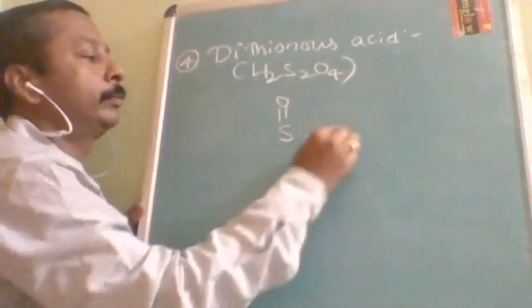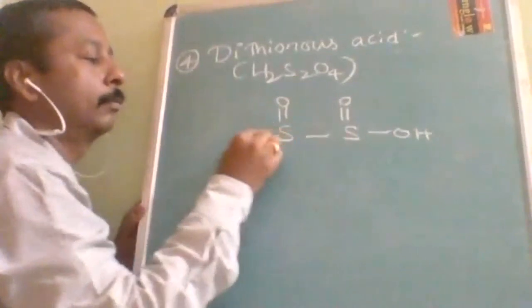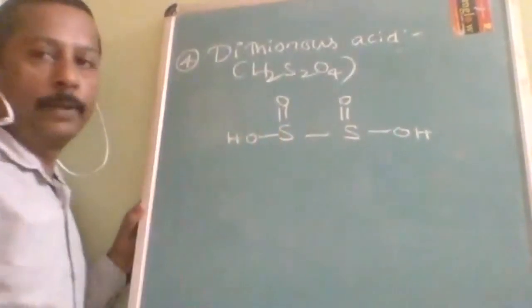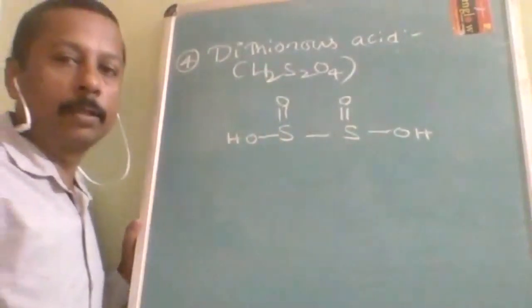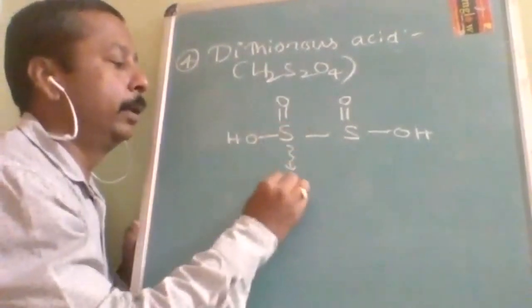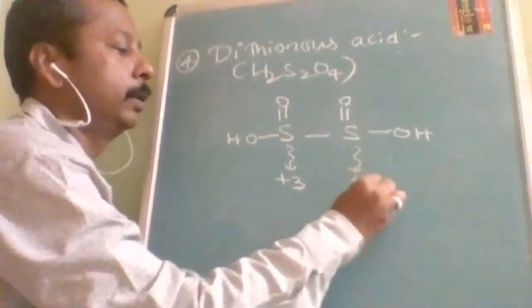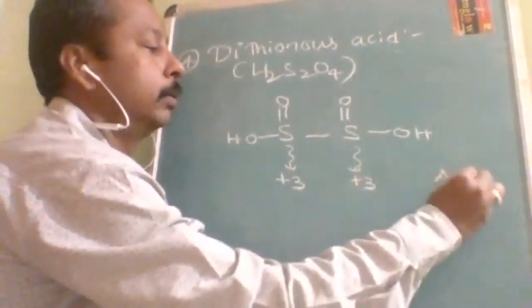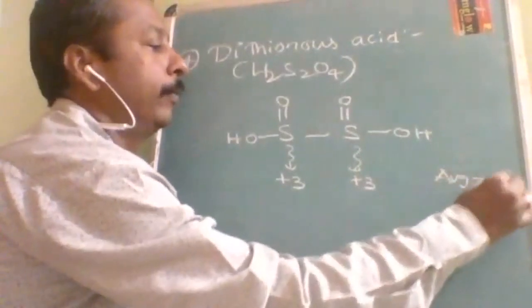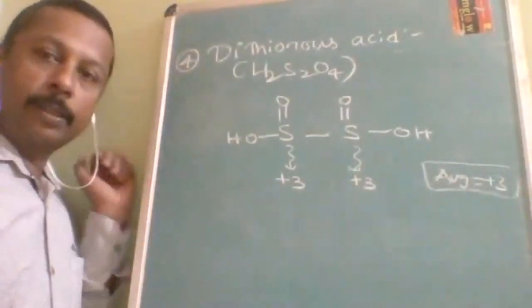Sulfur. This is the structure of H2S2O4. Okay. Now what is going to be the oxidation number here? It is +3. And here also it is +3. So the average is also going to be +3. Is it understood?